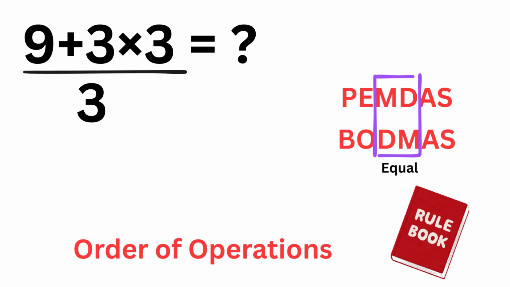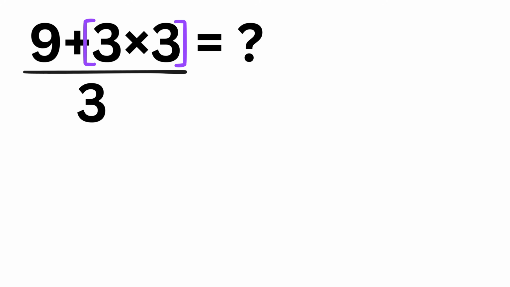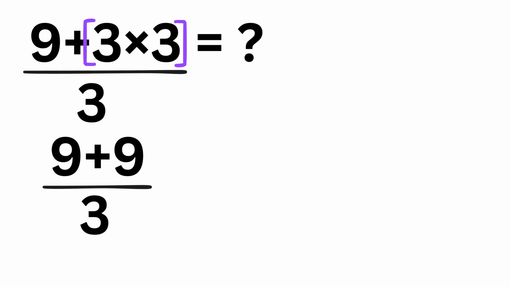Remember that multiplication and division have equal priority, and we have to work from left to right. And the same applies to addition and subtraction. So first, 3 times 3 gives us 9. Here, we get 9 plus 9 over 3.